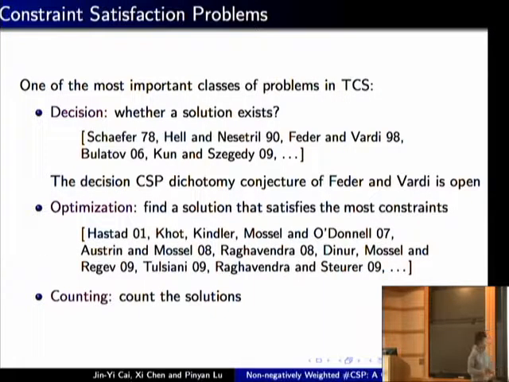So today I'm going to talk about the third direction, counting. So we count the number of solutions that satisfy all the constraints. And we will also generalize the problem to the weighted version. And as you will see, which I will come back to later, this is one of the examples where a proper generalization actually gives us a much simpler resolution of the question we're interested in.